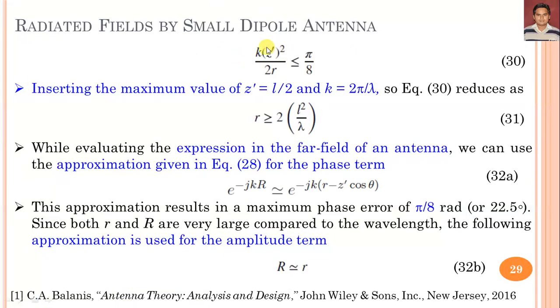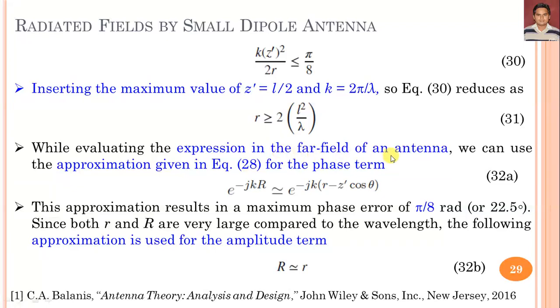And this is k z dash square upon 2 less than or equal to pi by 8, and inserting the value of k equal to 2 pi by lambda and z dash equal to l by 2 at the maximum point, which is l by 2, we can reduce this equation to r greater than or equal to twice l square by lambda. As you can see, this is a very important expression, as we have discussed also in antenna parameters, and this is the far field region distance, r greater than or equal to 2 l square by lambda, where l is the largest dimension of the antenna.